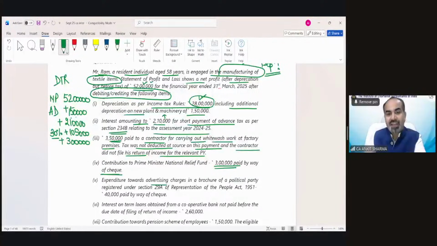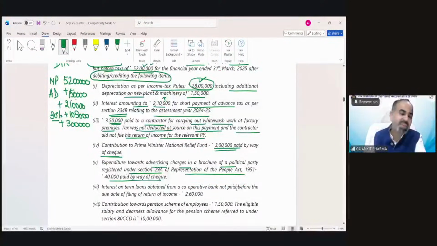Expenditure towards advertising charges in a brochure of a political party registered under section 29A of the Representation of the People Act, 1951. 40,000 paid by way of cheque. This is also disallowed because the provision specifically mentions that any payment to a political party, for whatever reason, would not be allowed under your business expenditure. So these 40,000 are also disallowed.